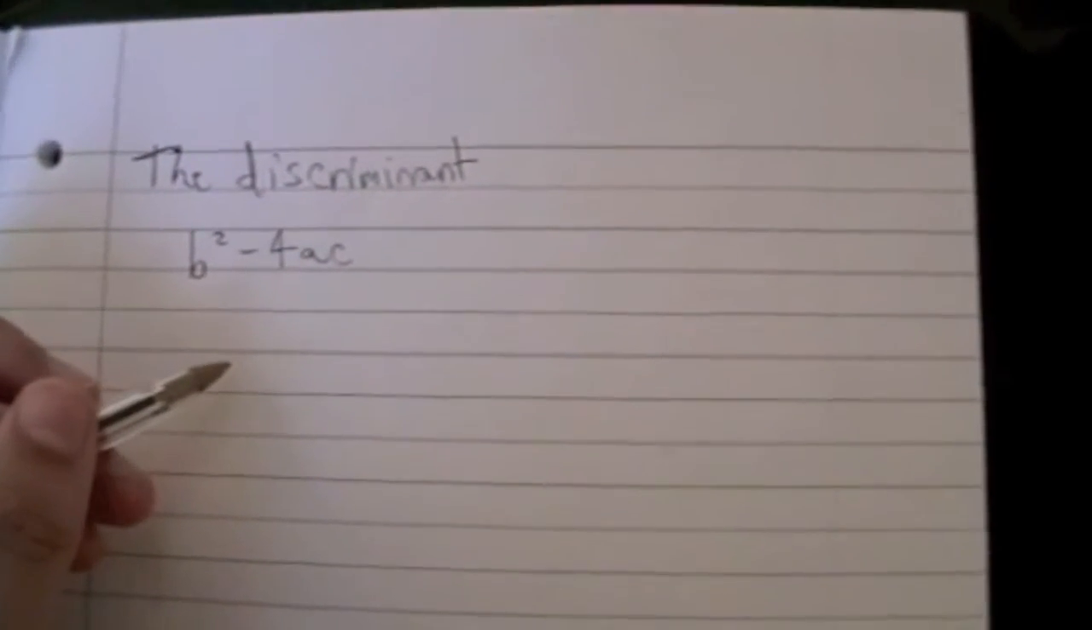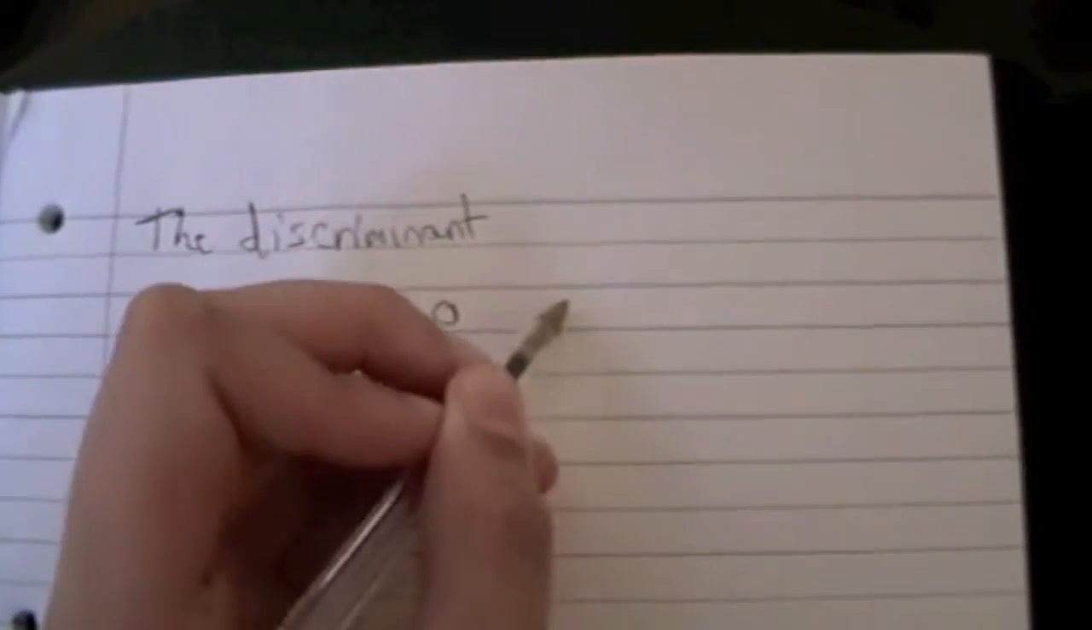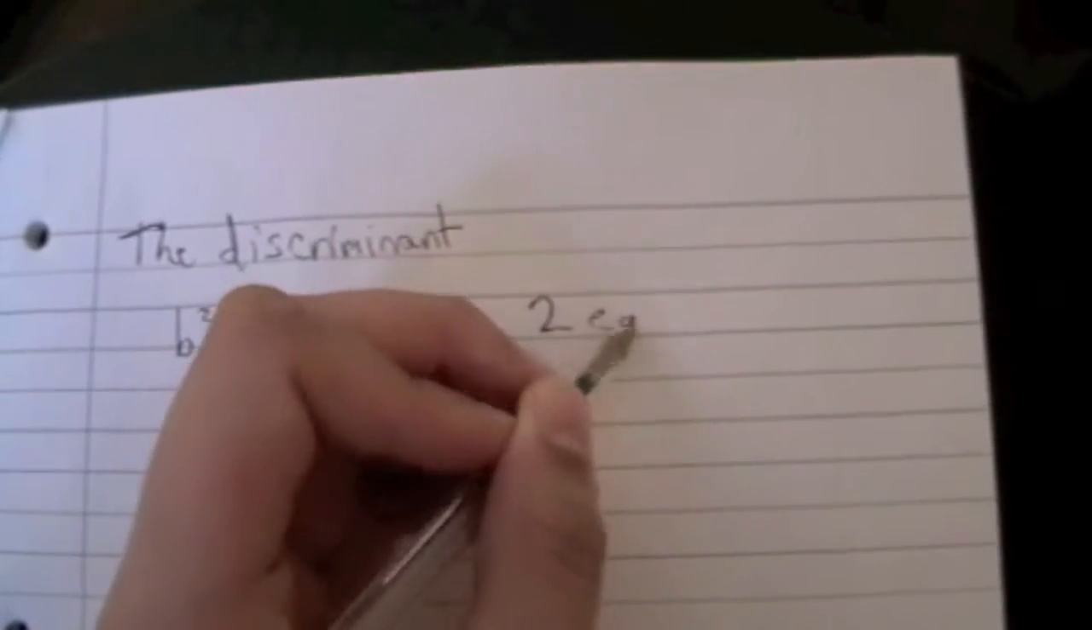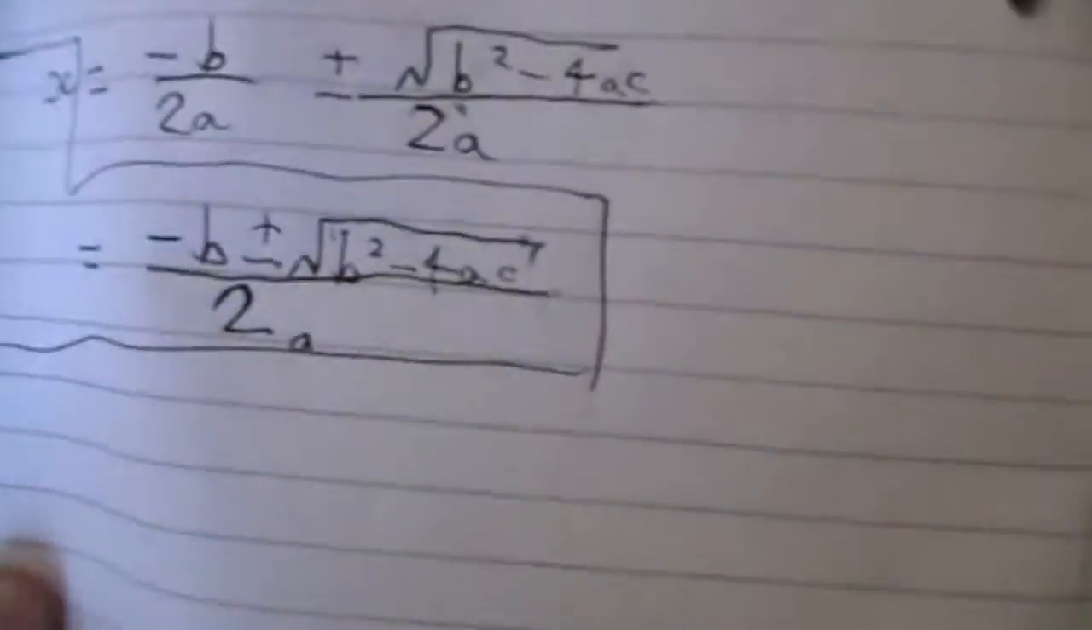Okay, so now we're going to look at the discriminant. The discriminant is b squared minus 4ac. It's that bit of the equation. And we can infer things about the roots of the equation by looking at the properties of the discriminant. If it equals 0, then it has one root, or we'll say two equal roots.